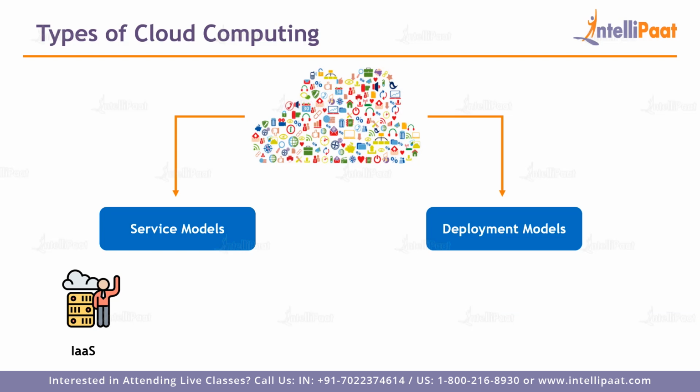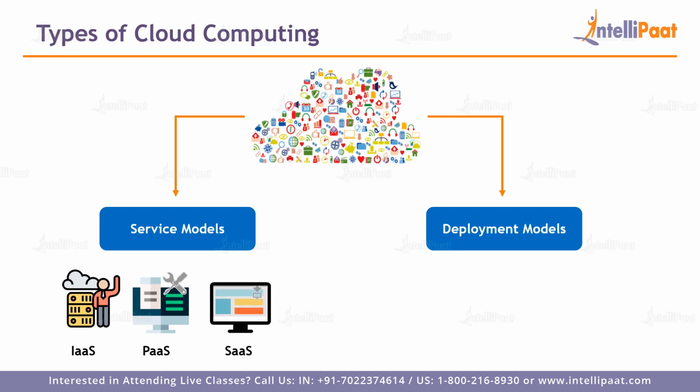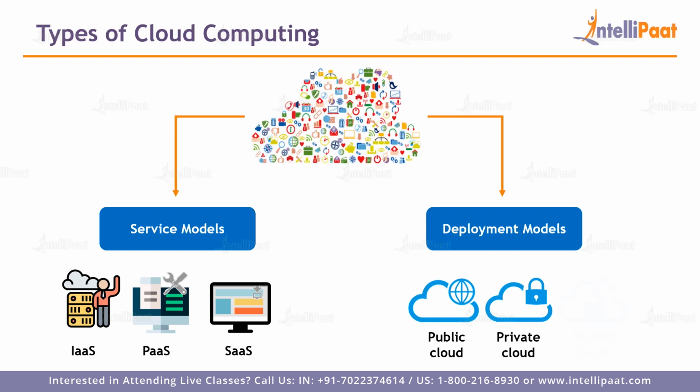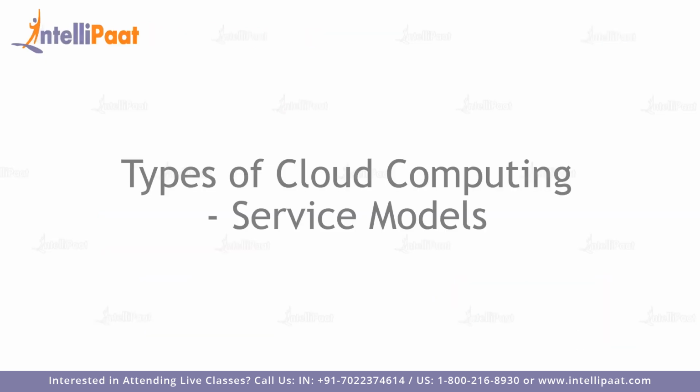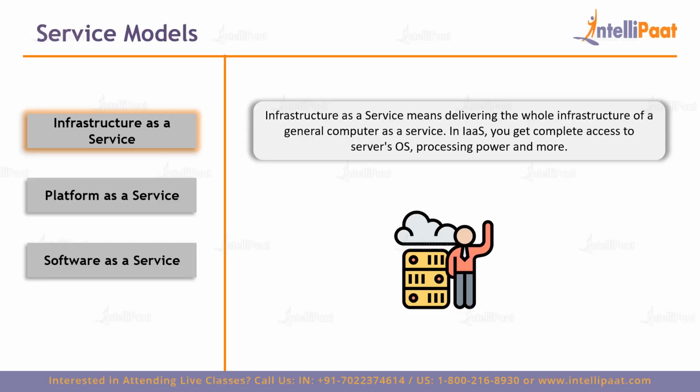So right now I'll just introduce it to you. It is infrastructure as a service, then comes platform as a service, then comes software as a service. And under deployment models, there is public cloud, and then private cloud, and finally hybrid cloud. Okay, now let's start off with a more detailed description of these service models, and after that we'll move on to deployment models. So first, infrastructure as a service.